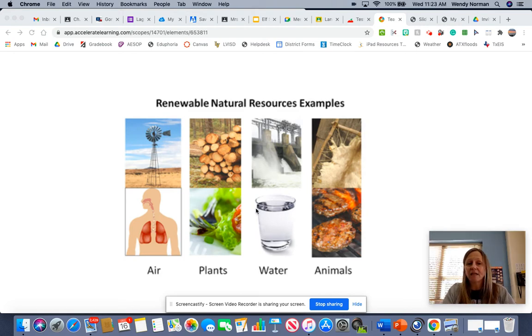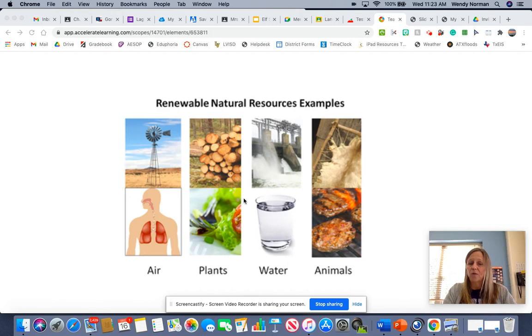So here are some examples of renewable natural resources. So wind, okay, air, the air that we breathe. This is like lumber, wood, trees. Although we can't just go plant a tree and it'll be ready tomorrow, right? We have to use these things responsibly. Plants, same thing. Water and animals.